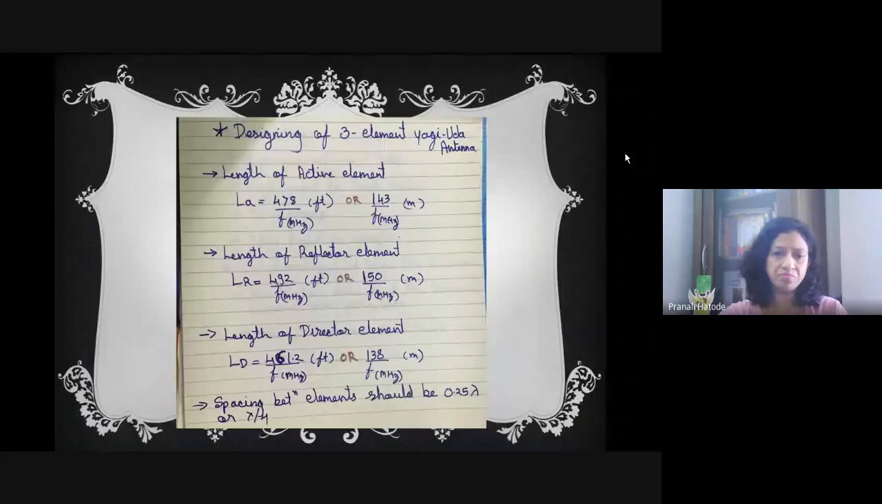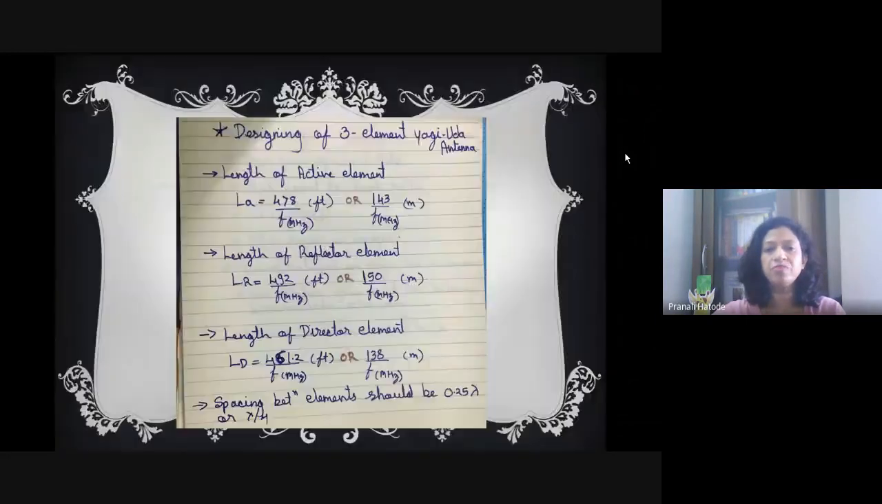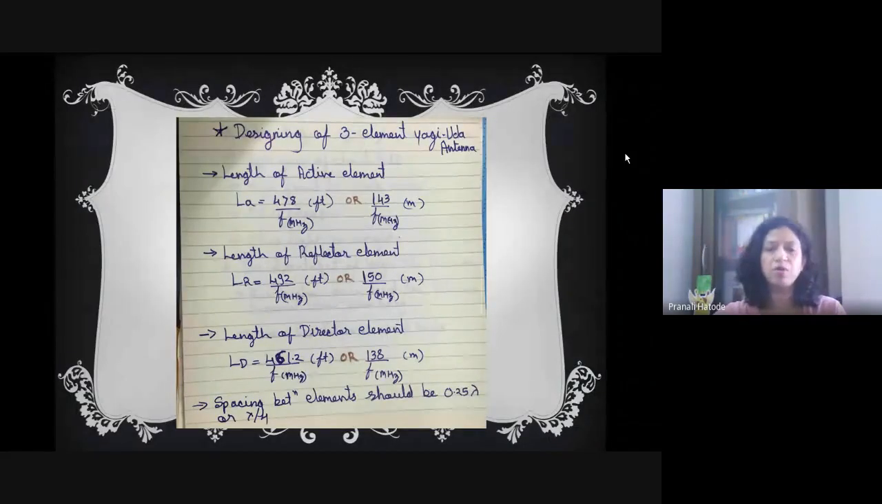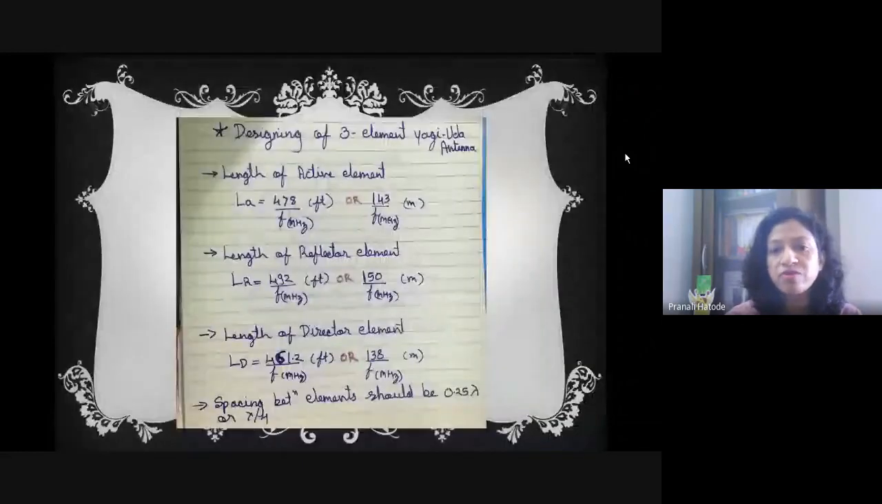So these are some simple and easy to memorize equations which will help you to design a Yagi Uda antenna very easily. Now, see over here, the length of the active element is given by LA. The formula is 478 by F, frequency in megahertz. This will give me the answer in feet. But if you want to get it in meters, then the new equation is 143 by frequency, again in megahertz. Accordingly, I have given you the equations for the reflector, that is 492 by frequency in feet or 150 by frequency in meters.